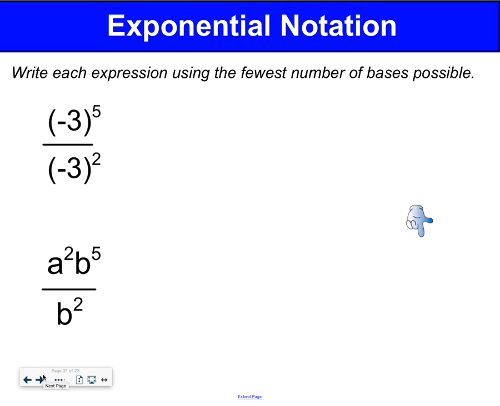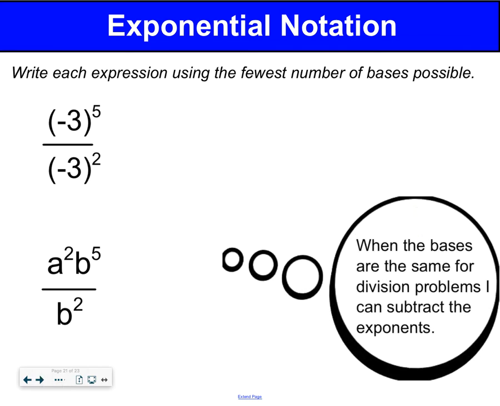Another type of problem we'll see is when we're dealing with division instead of multiplication. When the bases are the same for division problems, I can subtract the exponents. So when we're multiplying bases, we add exponents. When we're dividing similar bases, we subtract. So I can simply write this as -3 to the 5 minus 2.